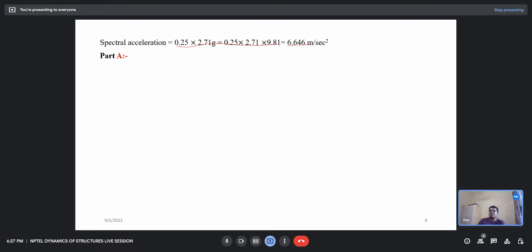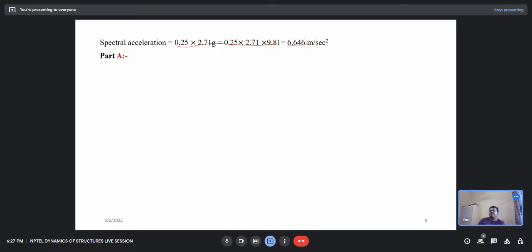So part A, can you calculate? Sir, I have not understood why it is multiplied with 0.25. That is given to you in the question. Whenever you read the question, it describes that you have to scale it up to this level, 0.25 or 0.5 or 0.68, whatever is required. Okay.